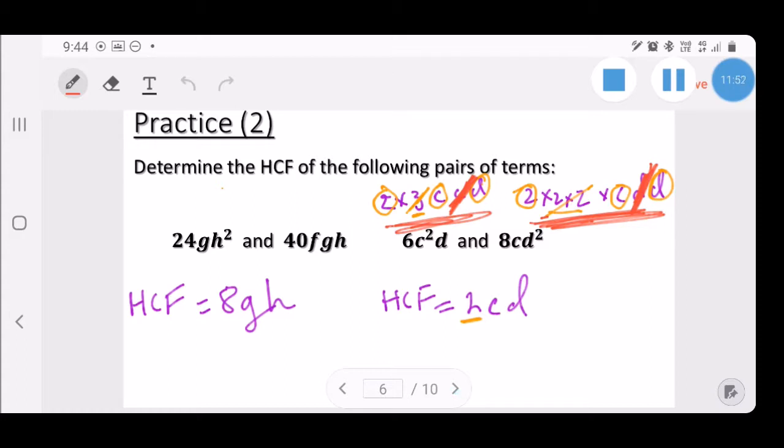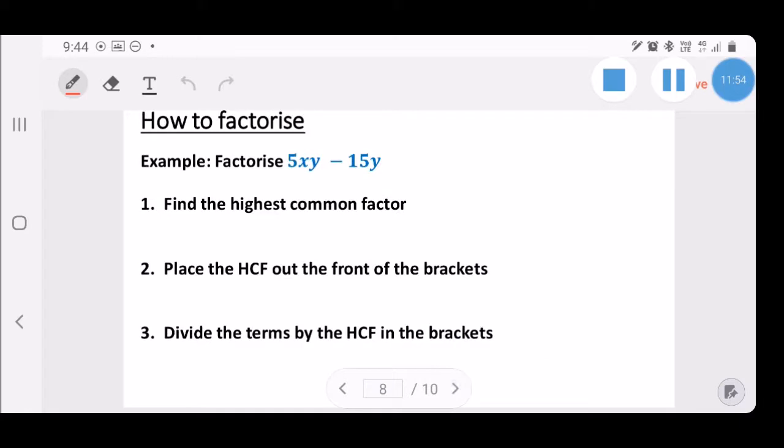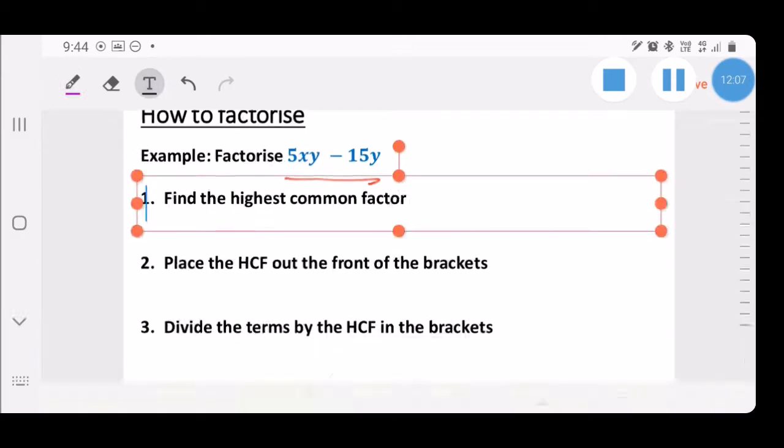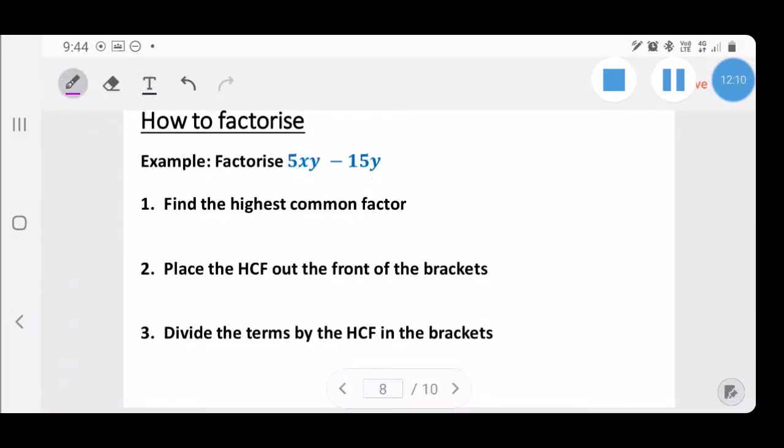Okay, time to use this now to actually factorize examples like this. So this is the sort of problem that we've been building up to. 5xy minus 15y. Factorize this problem. That's the instruction, to factorize it. Okay. Normally it wouldn't be split into 3 steps, but we're just learning how to do this. So I've broken it down here. Step number 1 is to find the highest common factor. Well, highest common factor of 5 and 15 is 5.